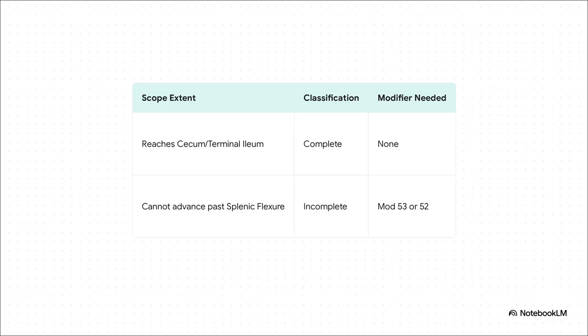Now, let's switch gears to colonoscopies and scope depth. Think of this kind of like a road trip. To code a complete colonoscopy, that scope must travel all the way past the splenic flexure to hit the cecum or the terminal ileum. But what if it hits a roadblock? Maybe due to poor bowel prep or a physical obstruction. In that case, it's an incomplete scope. You've got to report this with modifier 53 for a discontinued procedure if they stop for patient safety, or modifier 52 if it's considered a reduced service.